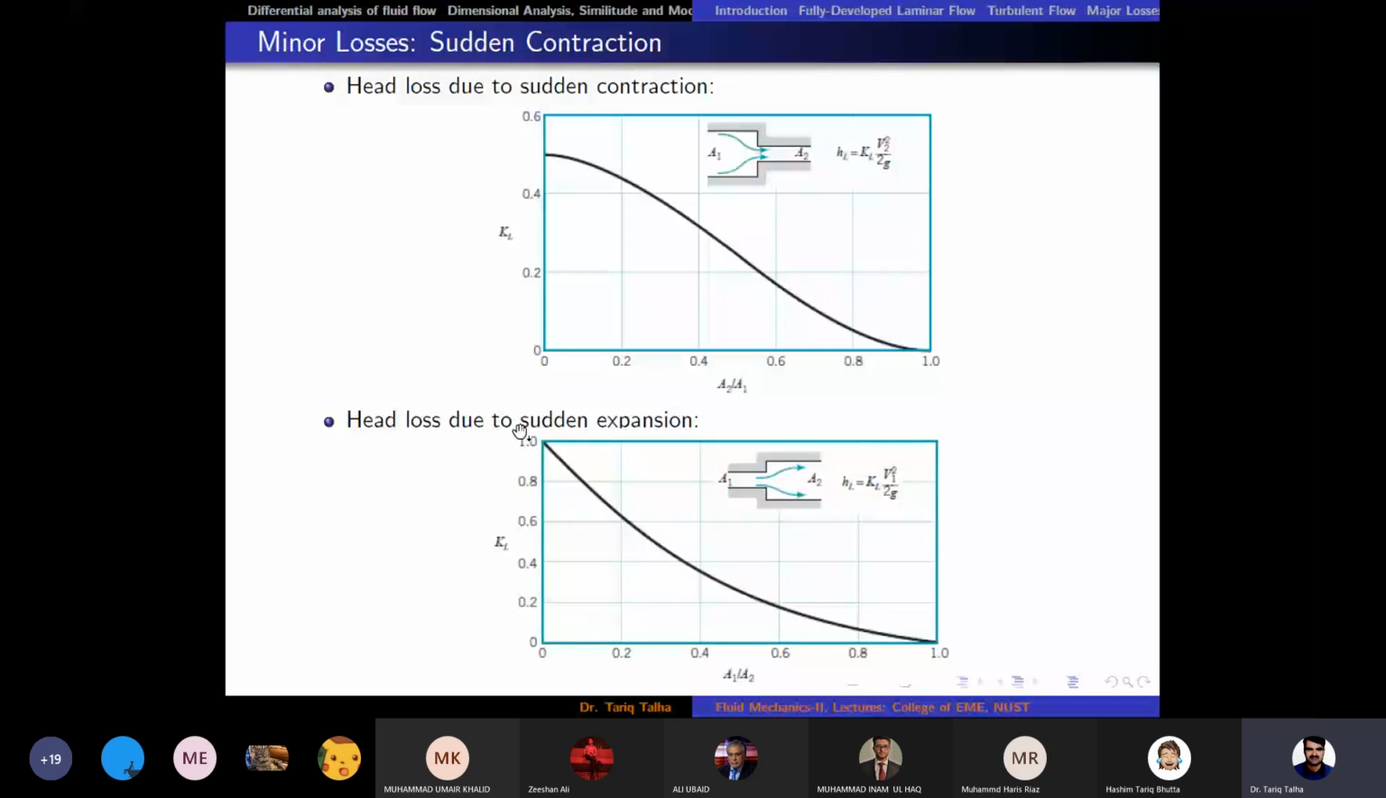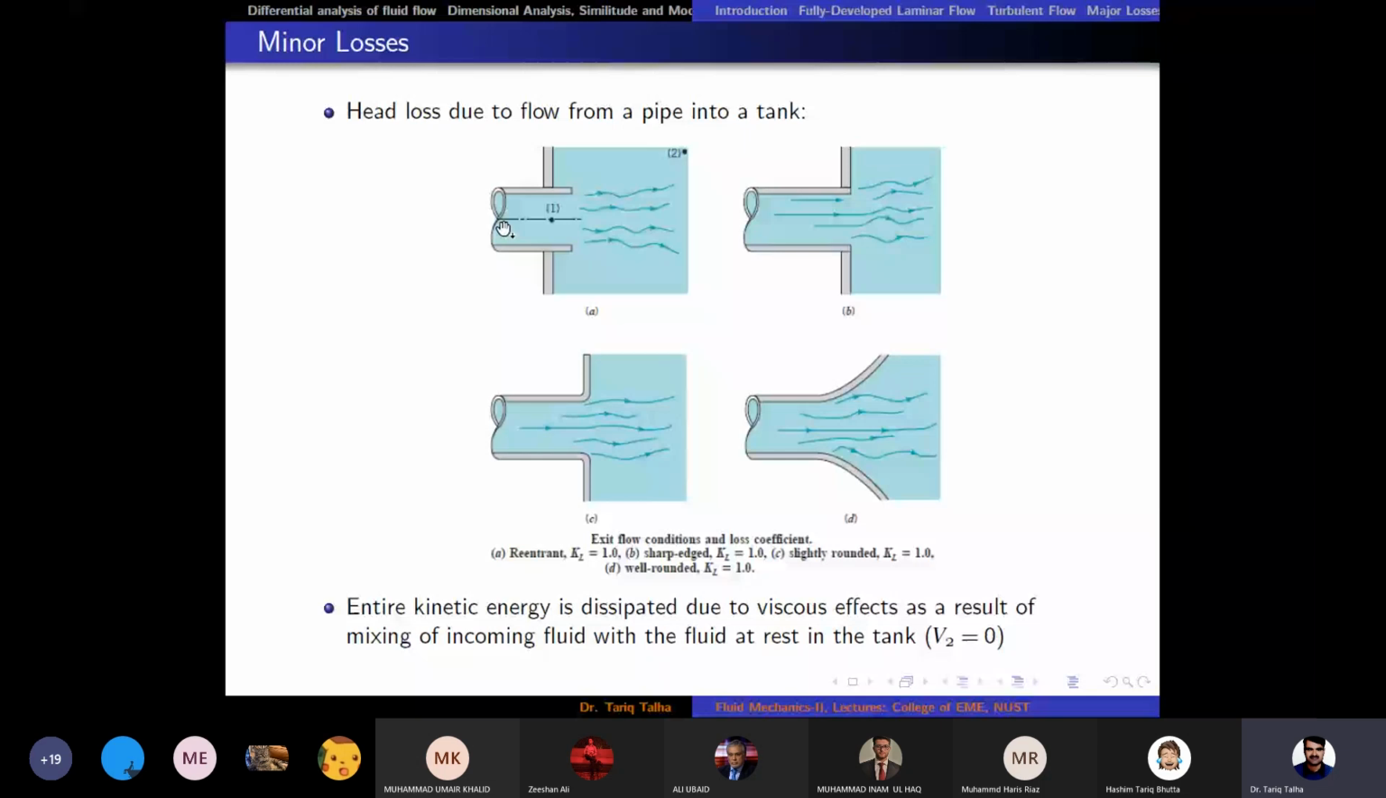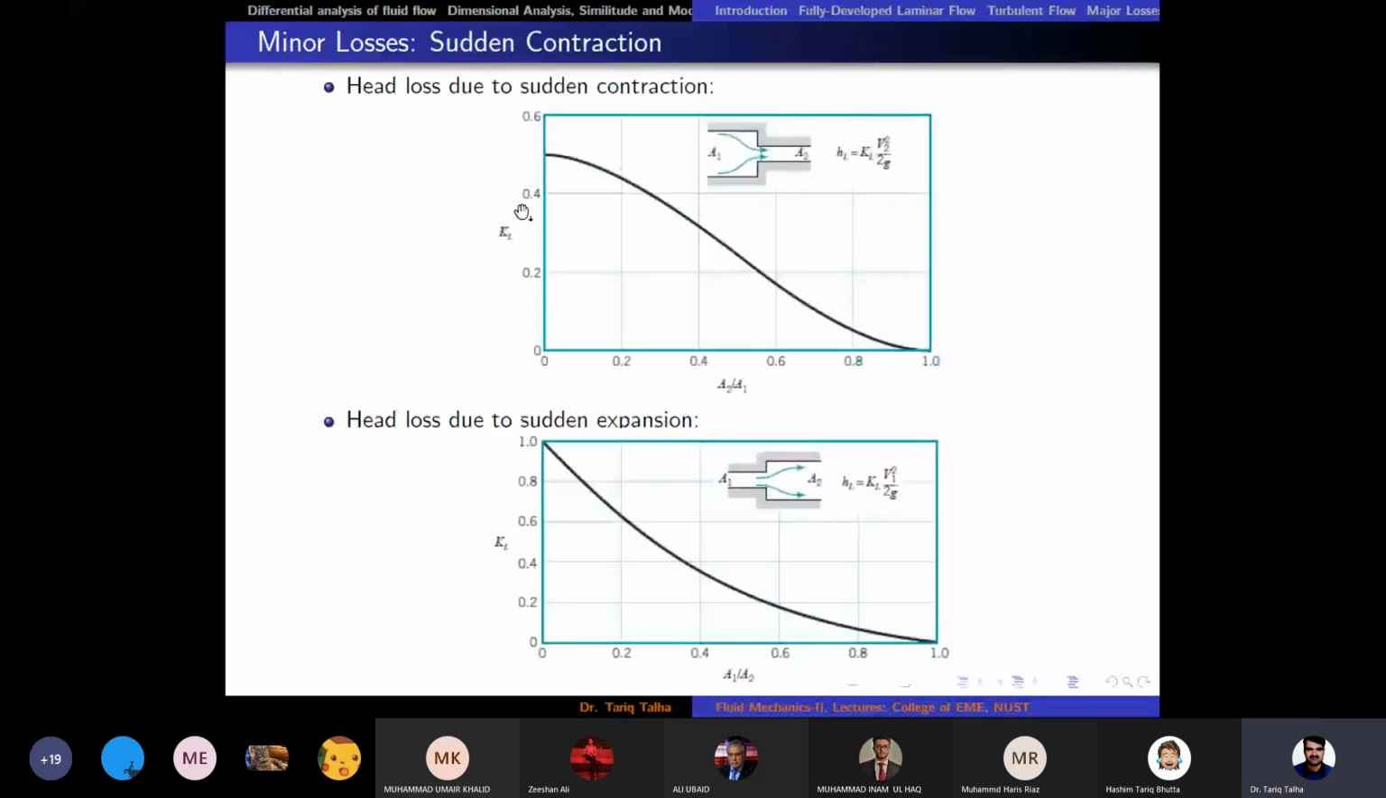If you see here, that is the case of fluid entry into a large reservoir in which A2 is very large and A1 is small. But if we keep on decreasing A2, which means that we are making that reservoir smaller and smaller, then the KL value can decrease. And when A2 upon A1 is equal to 1, it means the same diameter, so there is no loss, and you can see that here on the far right hand side.